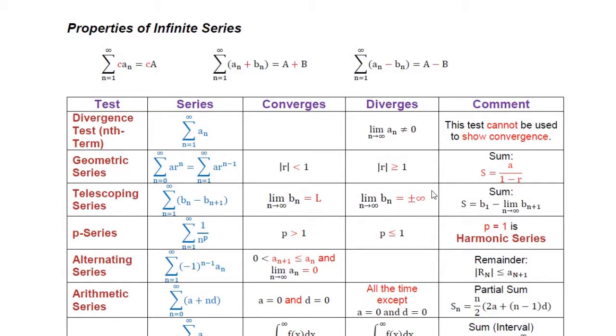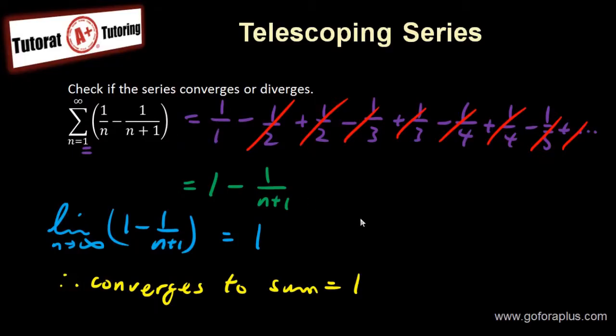Okay. From my notes here, you can see that the sum is basically taking the limit as n approaches infinity of the last term, and if the limit converges to a valid number, then the series converges. If it's equal to plus or minus infinity, then it would just be divergence. So therefore, this is a telescoping series.